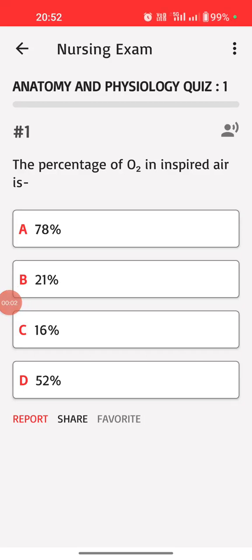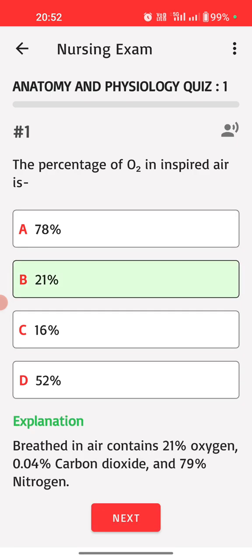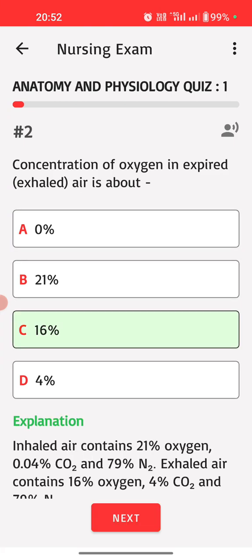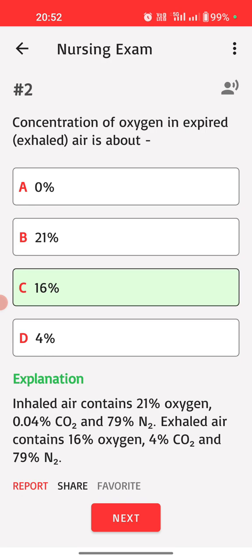21%. C. 16%. D. 52%. Correct answer. Breathed in air contains 21% oxygen. Concentration of oxygen in expired exhaled air is about... Correct answer. Inhaled air contains 21% oxygen, 0.04% CO2 and 79% N. Exhaled air contains 16% oxygen, 4% CO2 and 79% N.